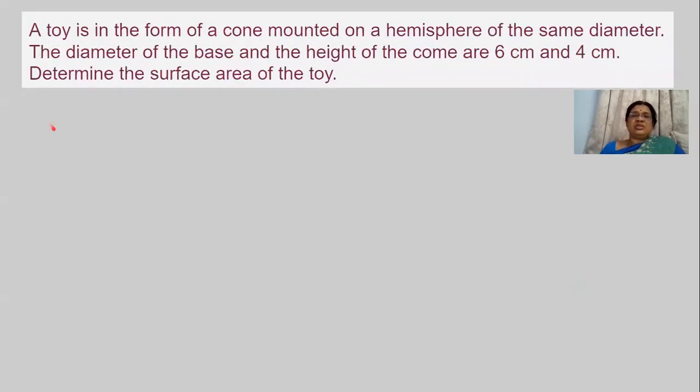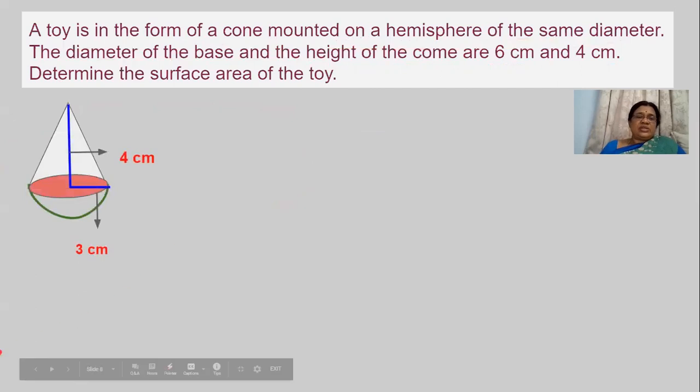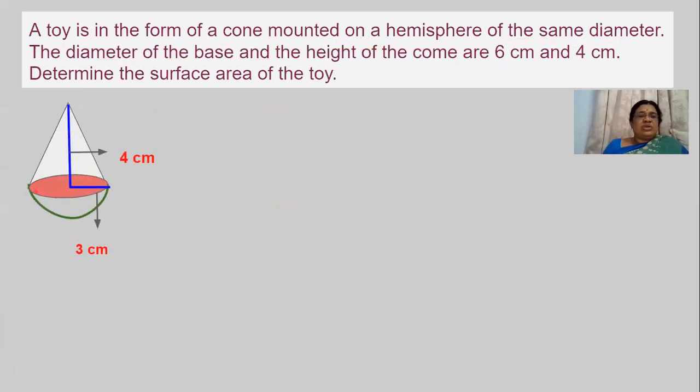The first problem is, so read carefully, the toy is formed of a cone mounted on a hemisphere of the same diameter. The diameter of the base and the height of the cone are 6 centimeters and 4 centimeters. So determine the surface area of the toy. Let us draw the object here. The cone is mounted on the hemisphere.